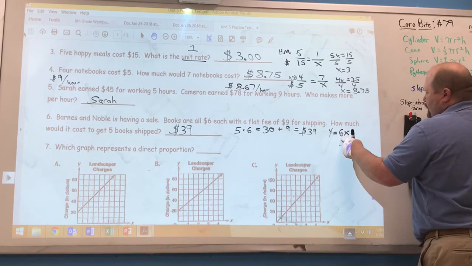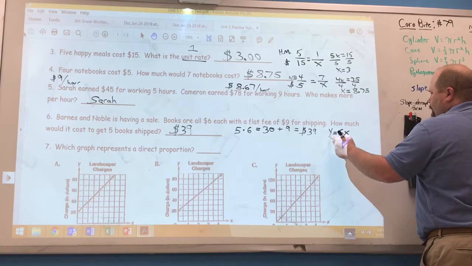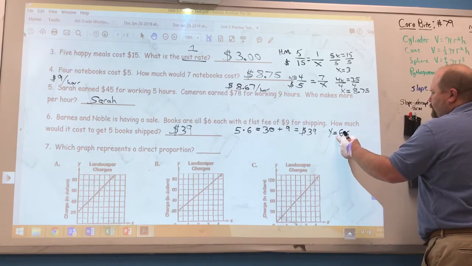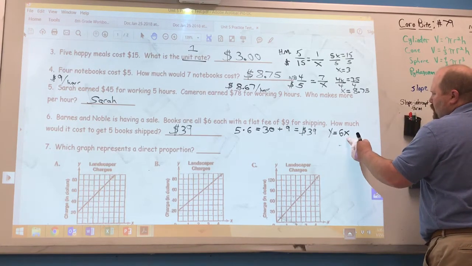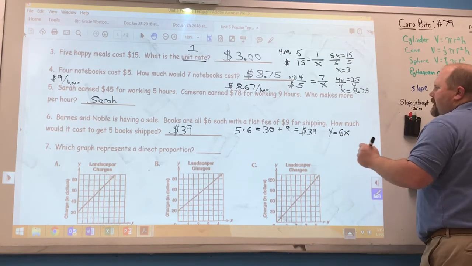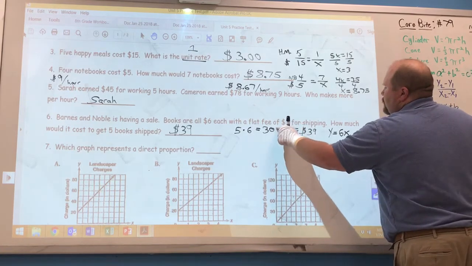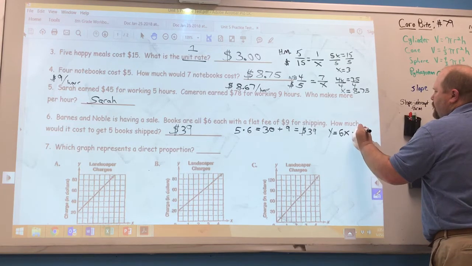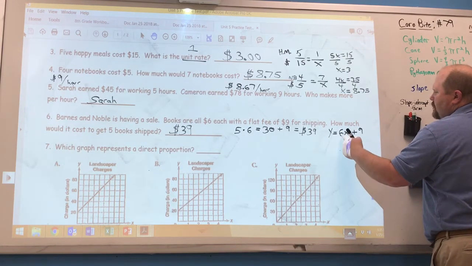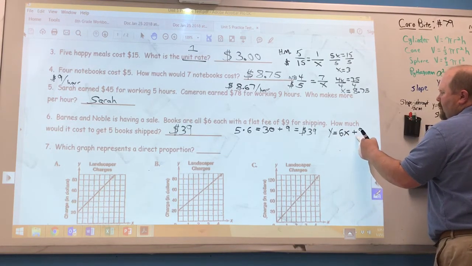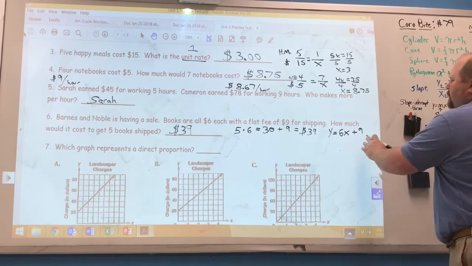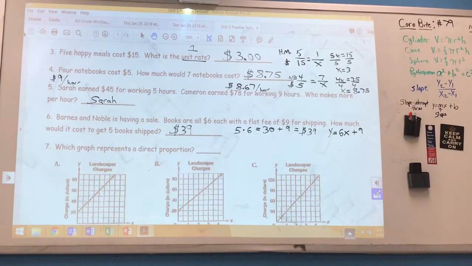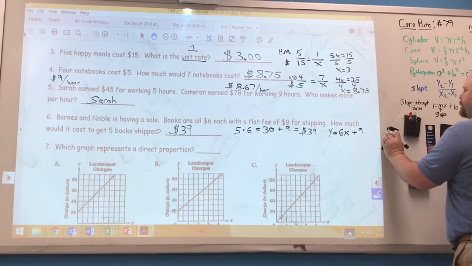X is going to indicate the books. So the grand total is going to equal $6 per book plus the y-intercept, which is the initial amount, and in this case it's the shipping, the flat fee. So it's going to be plus 9. So you got the grand total equals 6 times the books plus $9 to ship it. So that is your equation. All right, let me erase.